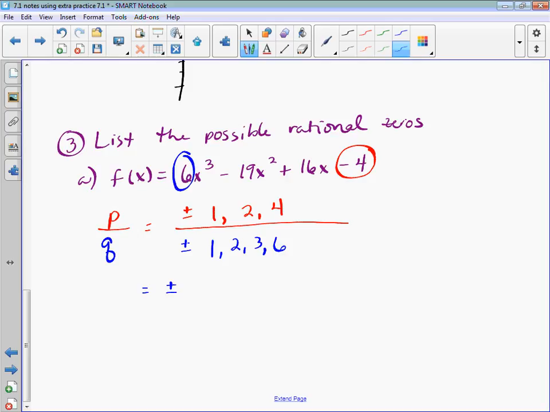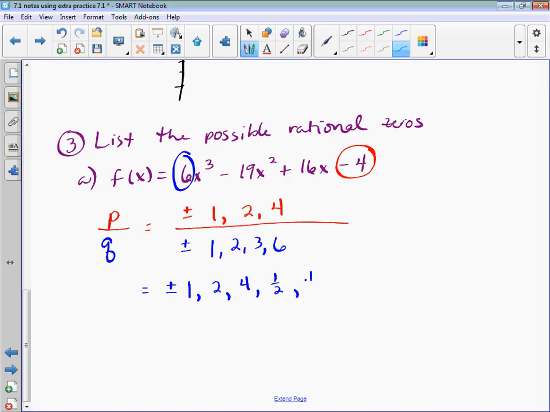So what's 1 over 1? 1, 2 over 1, 4 over 1. Then I move on to my next denominator. So what's 1 over 2? Okay, 2 over 2 is 1, I already have that, so don't list it again. And then 4 over 2 is 2, which I already have, so I'm not going to list that again. So then I move on.